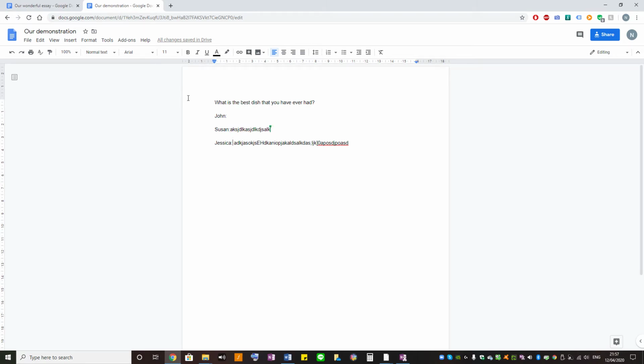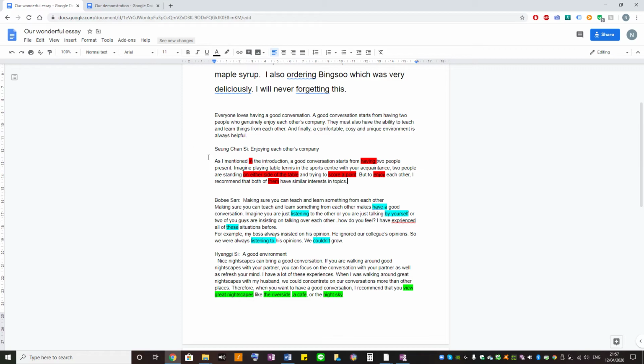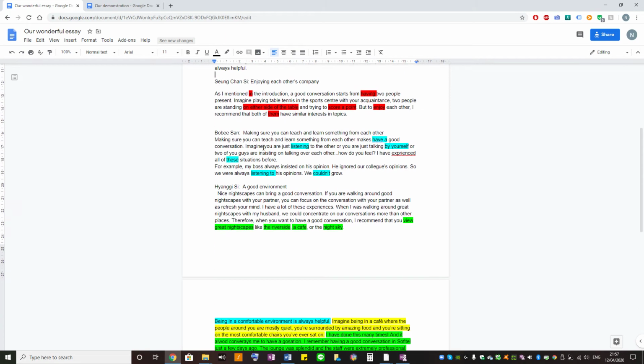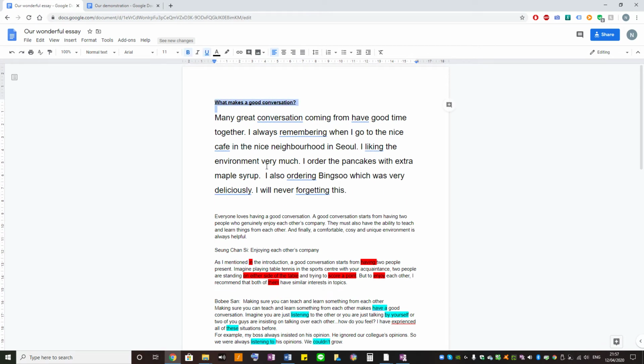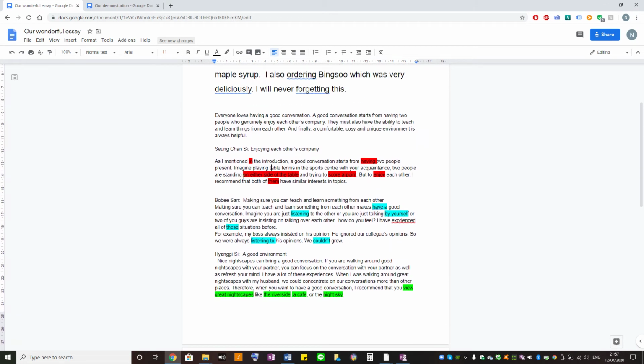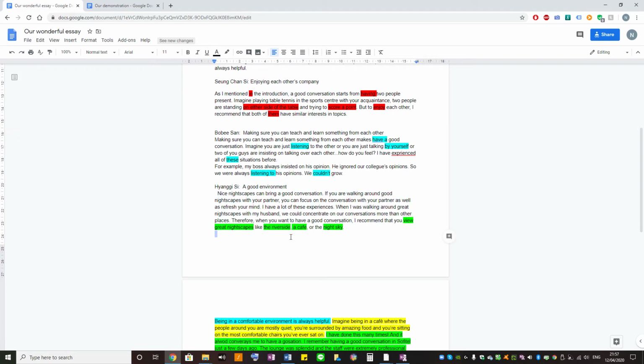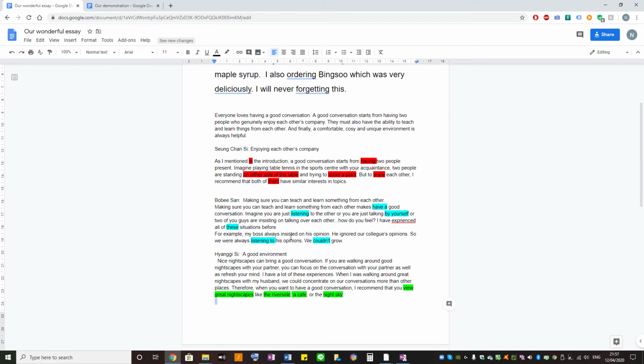Now let me show you an example of one they actually did in class. So this was for adults, so the question was a bit more abstract, and it was what makes a good conversation. Now Seung Chan wrote this, Bobby wrote this, and Hyungi wrote this. Now they took about maybe 10 minutes to write this, and once they were done, I told Seung Chan to have a look at Bobby's paragraph, Bobby had a look at Hyungi's paragraph, and Hyungi had a look at Seung Chan's paragraph, and they have to highlight the mistakes in the essay and fix it for them.